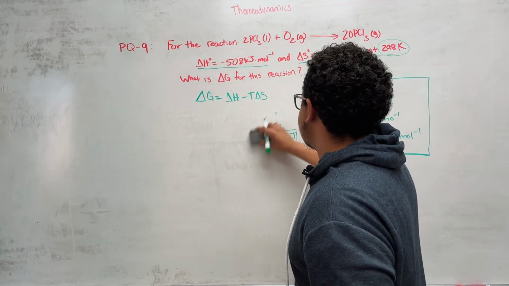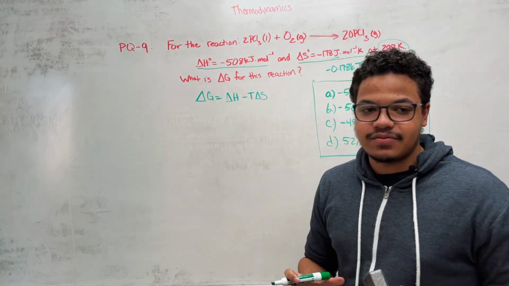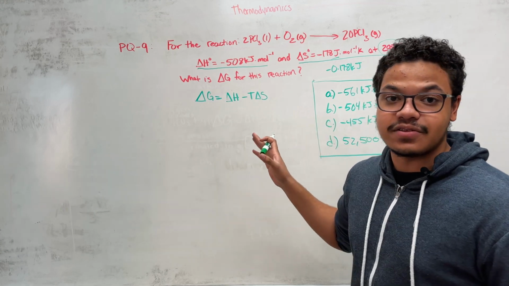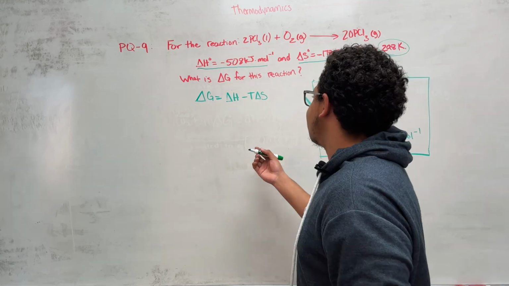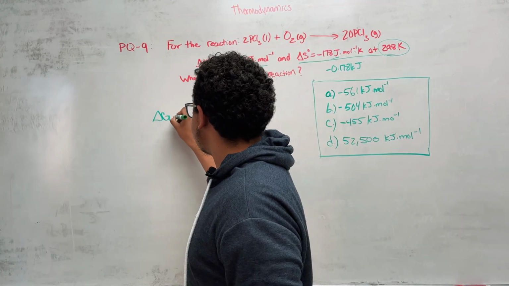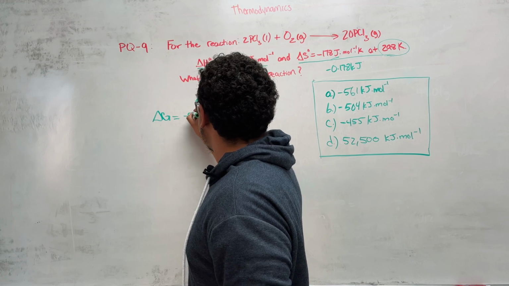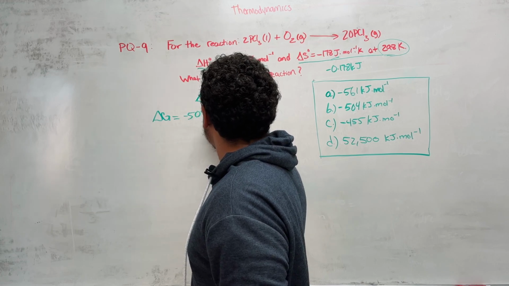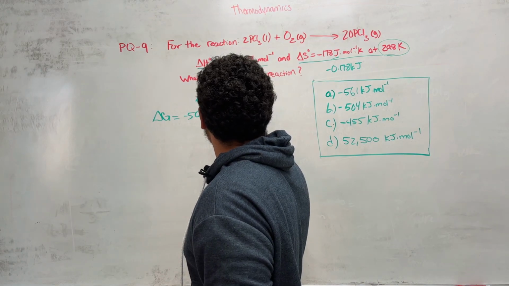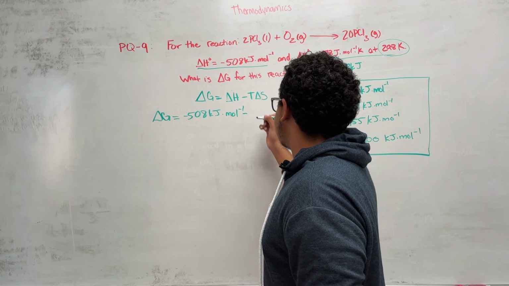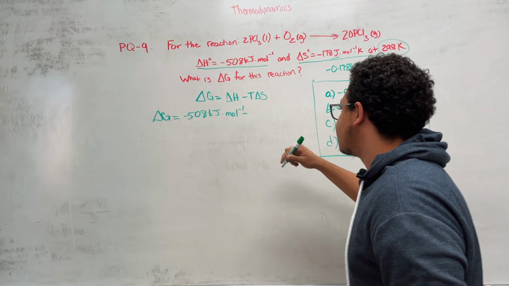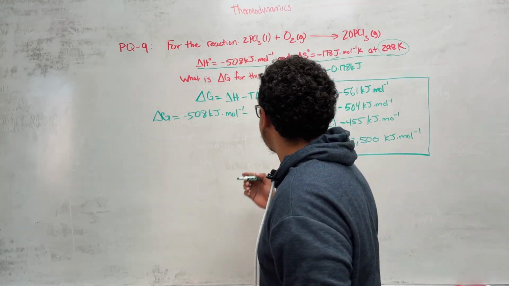Okay. Now, before we even do this, one thing I forgot to mention: you can only use this formula if the temperature is consistent. You cannot use it if it is not. So now let's plug in all the stuff that we have. So we have delta G is equal to negative 508 times moles minus the temperature, which in this case is 298 Kelvin. That's equivalent to 25 degrees Celsius.